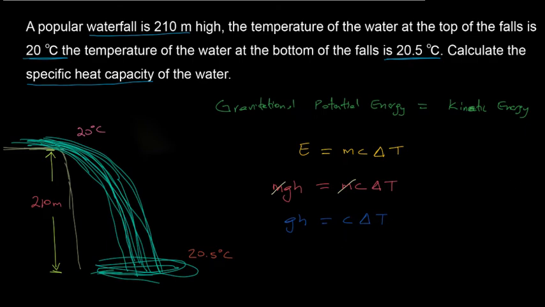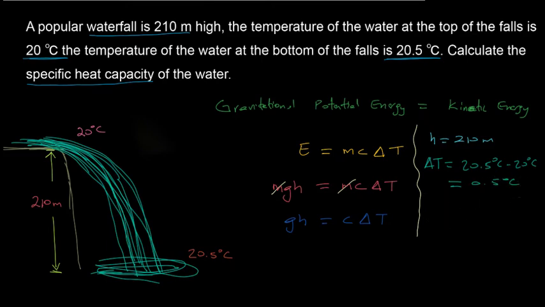Now, in this question, let's just write some values that were given. So we're given the height, which is 210 meters. We were given the temperature at the top, which is 20 degrees Celsius, and the temperature at the bottom, which is 20.5 degrees Celsius. So we can find that our change in temperature, delta T, will simply be equal to 20.5 degrees Celsius minus 20 degrees Celsius, which works out to be 0.5 degrees Celsius. So that's our change in temperature.